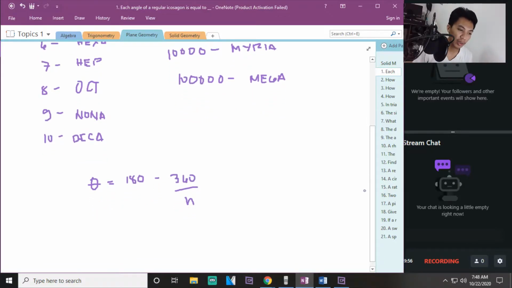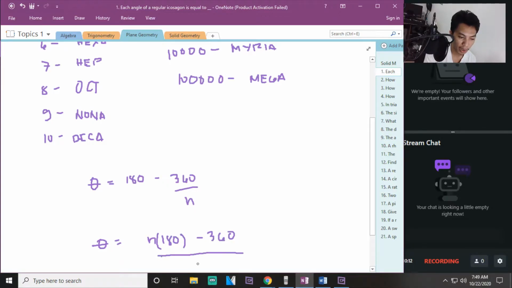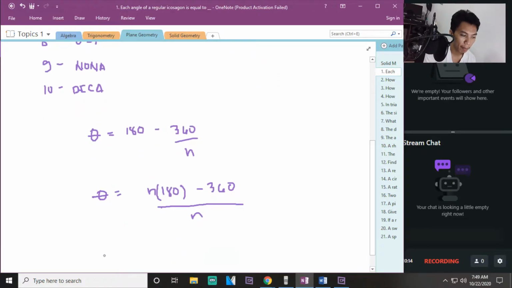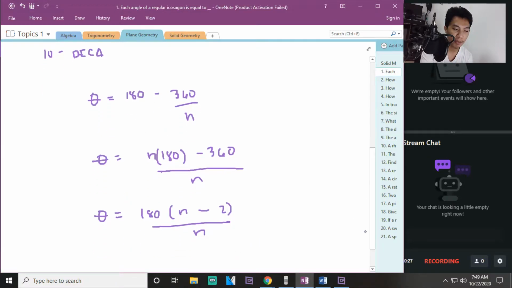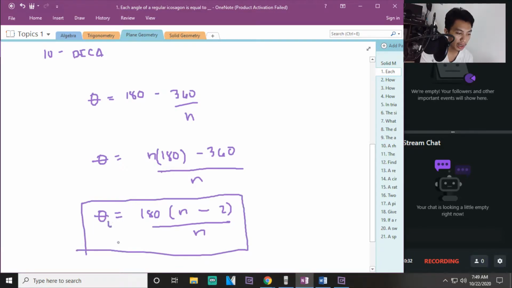So, pwede ba natin 'tong i-extract? So, cross-multiply ko lang muna. Cross-multiplying, theta is equal to n times 180 minus 360 over n. Ngayon, further simplifying, theta equal to, ilabas na natin yung 180, 180 times n minus 2 over n. This is the simplified formula for the interior angle. Okay? Nag-iisang interior angle yan.